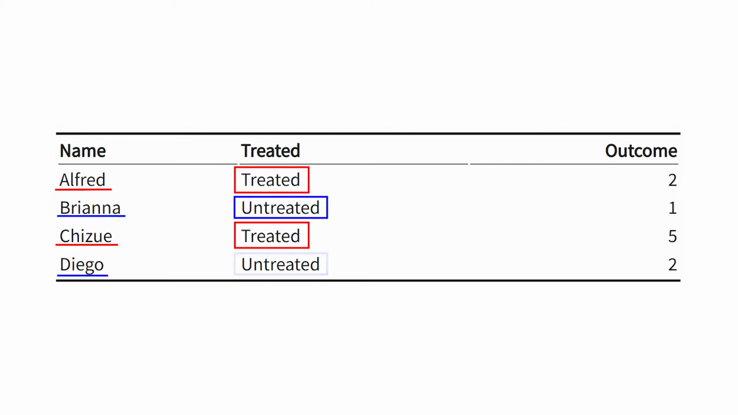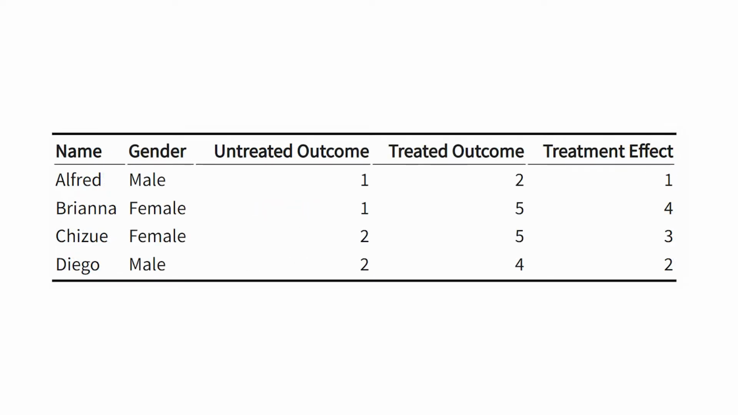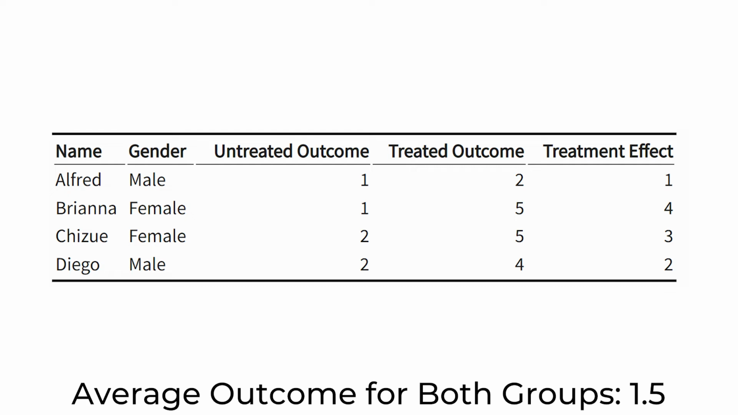Now, something that you might note if you do this is that based on what we know about their untreated outcomes, if we happened to observe all of them without getting the treatment, the average outcome for both the treated and untreated groups would be 1.5, because the average untreated outcome for Alfred and Chizu is 1 plus 2 divided by 2, which is 1.5. The average untreated outcome for Brianna and Diego is 1 plus 2 divided by 2, which is 1.5. So there's no back doors here, right? The average outcomes, if the treatment had not occurred, are the exact same between the treated and untreated groups.